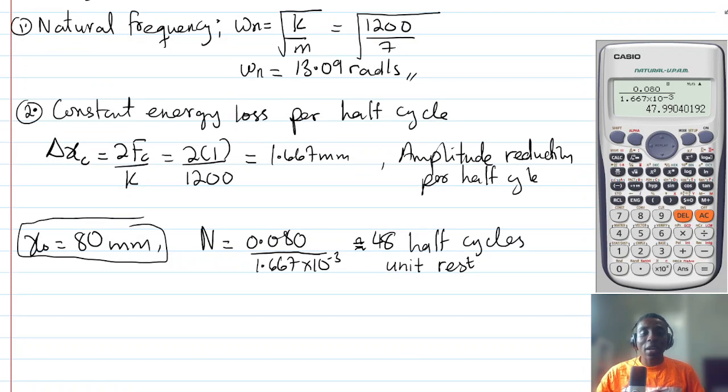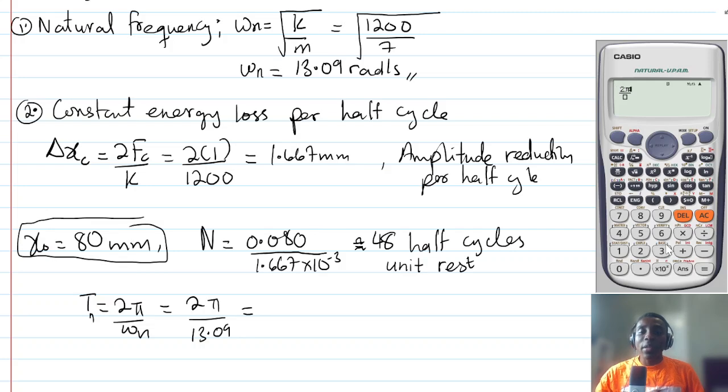Now, what is the time per half cycle? So the time per half cycle is the same as the period, because the time that it will take to complete each cycle, which is the period, is going to be 2 pi divided by omega n. Okay, which is what? So the time is going to be 2 pi divided by 13.09. Okay, and this is going to be what? So we have 2 pi, and then we divide this by 13.09.